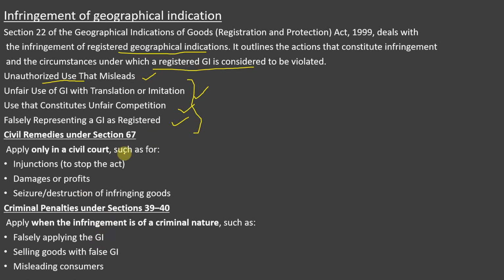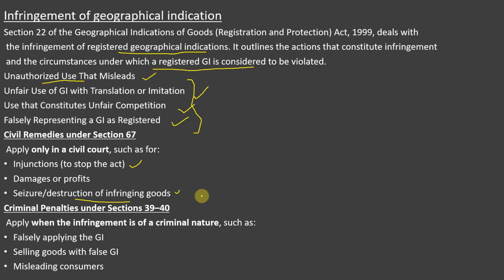So, the authorized users of the product can apply in a civil court for an injunction, that is to stop doing or producing the similar product, stating that it is a product registered under the GI, and can also claim for damages or profits, or can also claim for seizure or destruction of such infringed goods. So, depending on the act, either civil or criminal penalties can be imposed.